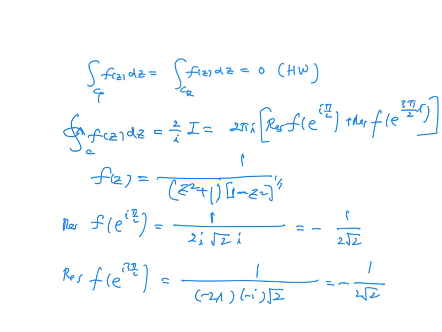So if you add them together, residue f exponential I pi over 2 and residue exponential I 3 pi over 2 gives minus 1 over square root of 2. So if we go back, oops, sorry. Summation over 2 is minus square root of 2.